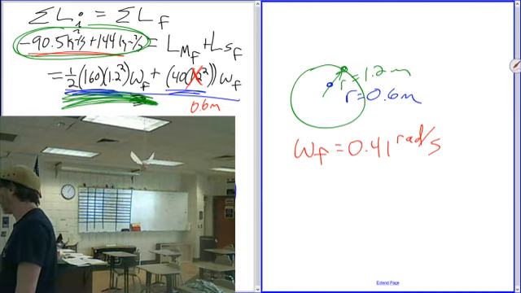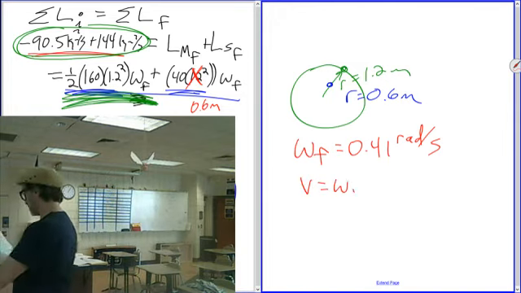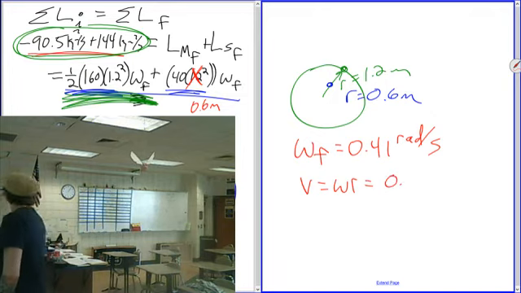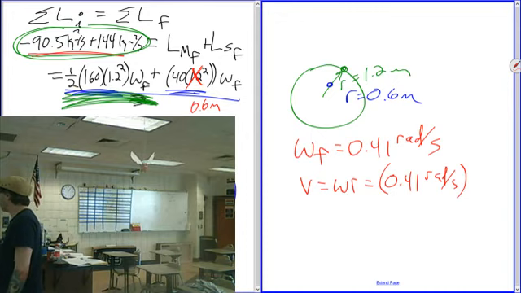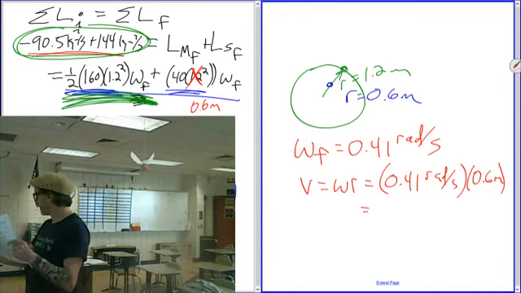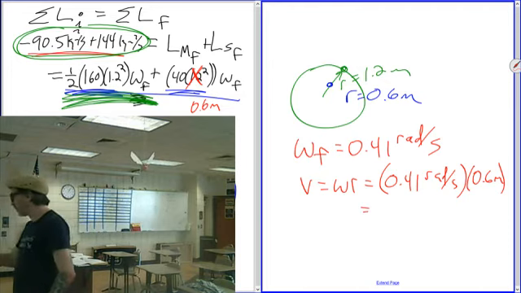Okay, now linear velocity ends up being smaller. So if you do her angular velocity times her radius, right, because now she's 0.6 meters away, it ends up giving you 0.25 meters a second.